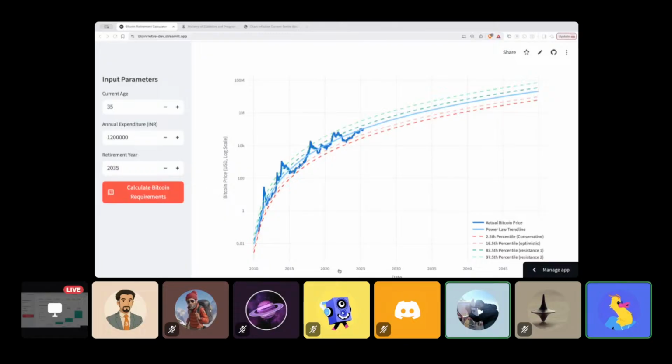See, that is a different question altogether. What we are now trying to see is the use of power law to predict prices of BTC and see how much you would need for retirement, right? Why will I invest in BTC? Yeah, that's a different story altogether.